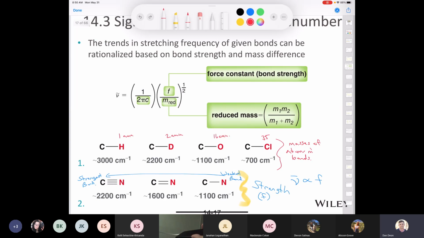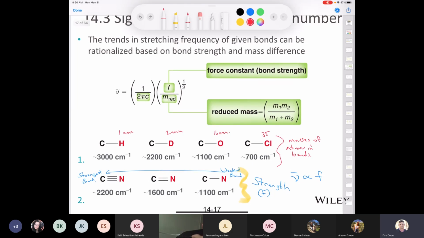So again, the take-home message is, as the masses of the atoms get bigger and bigger, and they get heavier and heavier, what's going to happen? The wave number is going to get smaller and smaller. So that's me basically rehashing the same thing that I did on the last slide. Give me a thumbs up if that helps a little bit, or stop me if you have a question. We're just talking about the relationship between bond strength and the masses of atoms in bonds and the wave number that's going to produce an absorption.